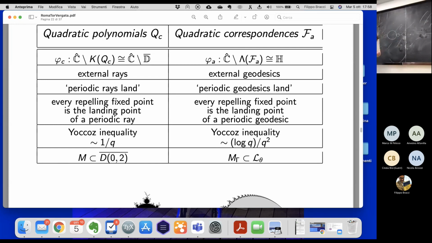So, what do you mean exactly by periodic geodesic? Geodesics that come back.